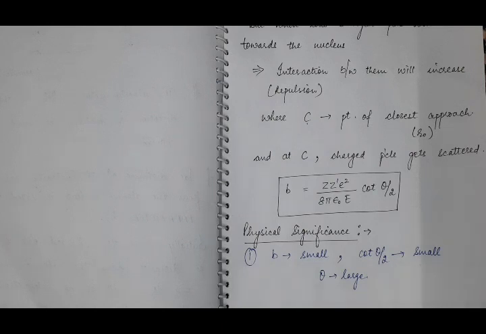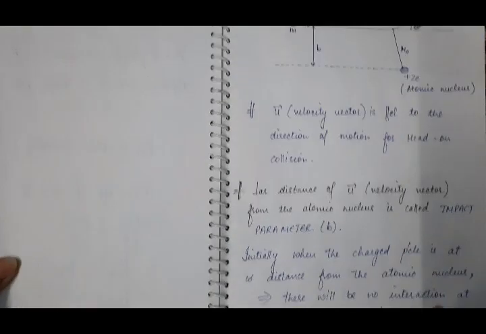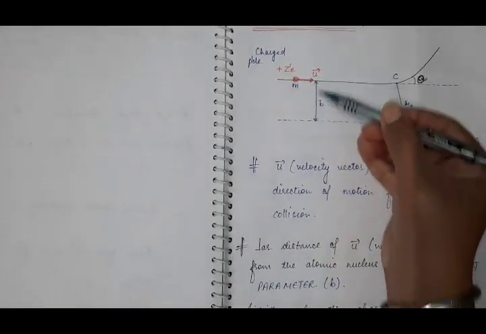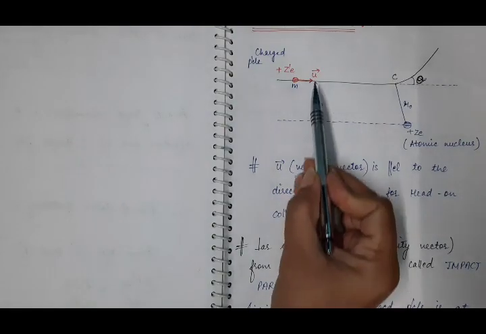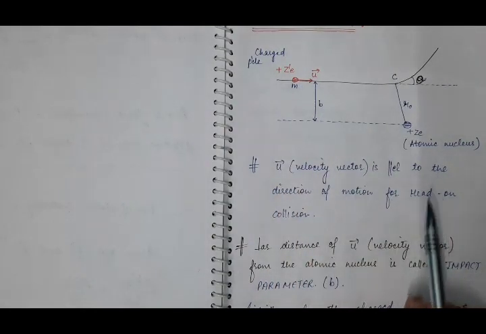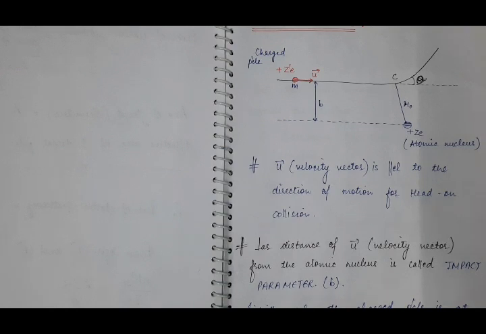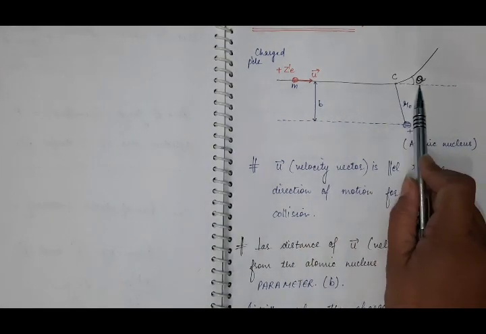Corresponding to a smaller value of scattering angle, the impact parameter will be large. How? You can see, if the perpendicular distance between the two is large, then the interaction between them will be smaller. If the interaction is smaller, it means the deflection will not be large. If the deflection is not large, it means theta will be small. So if B is large, theta will be small.